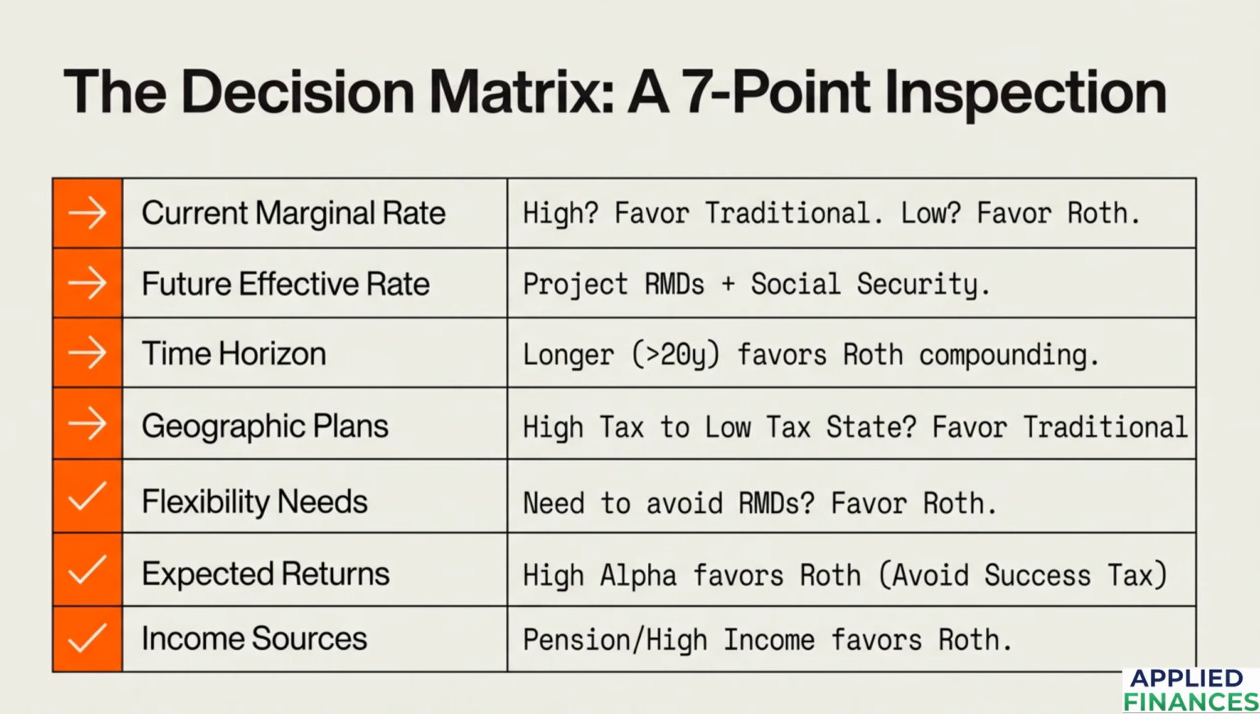To help you make these decisions, we have developed a 7-point inspection as part of our decision matrix. First, you must look at your current marginal rate. If it is high, favor traditional; if it is low, favor Roth. Second, project your future effective rate by estimating your RMDs and Social Security income. Third, consider your time horizon, because a longer horizon favors the compounding power of Roth accounts.